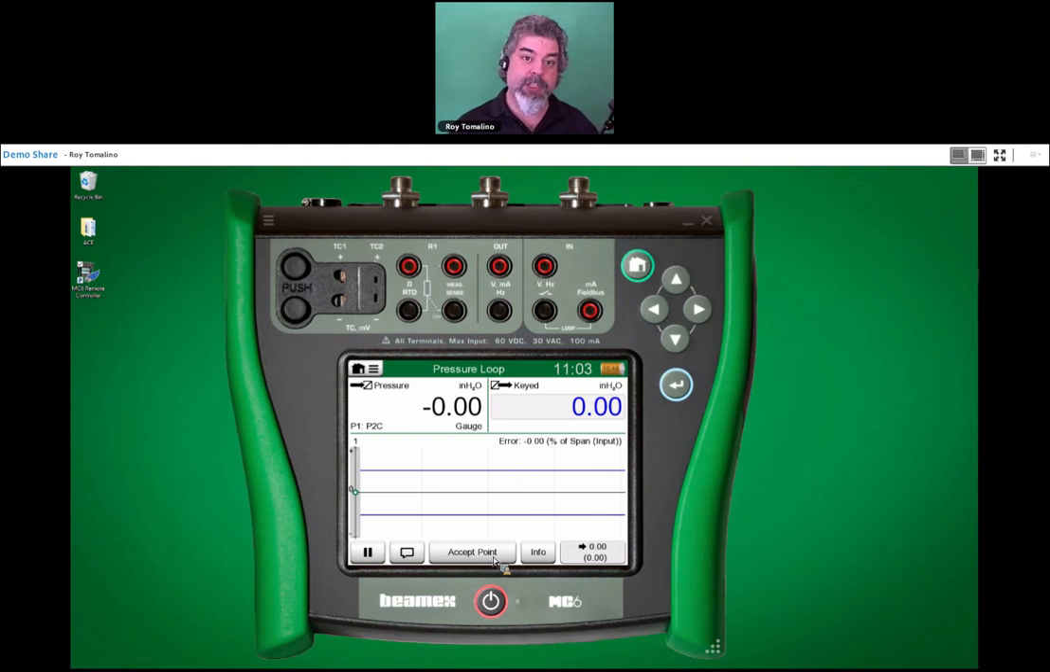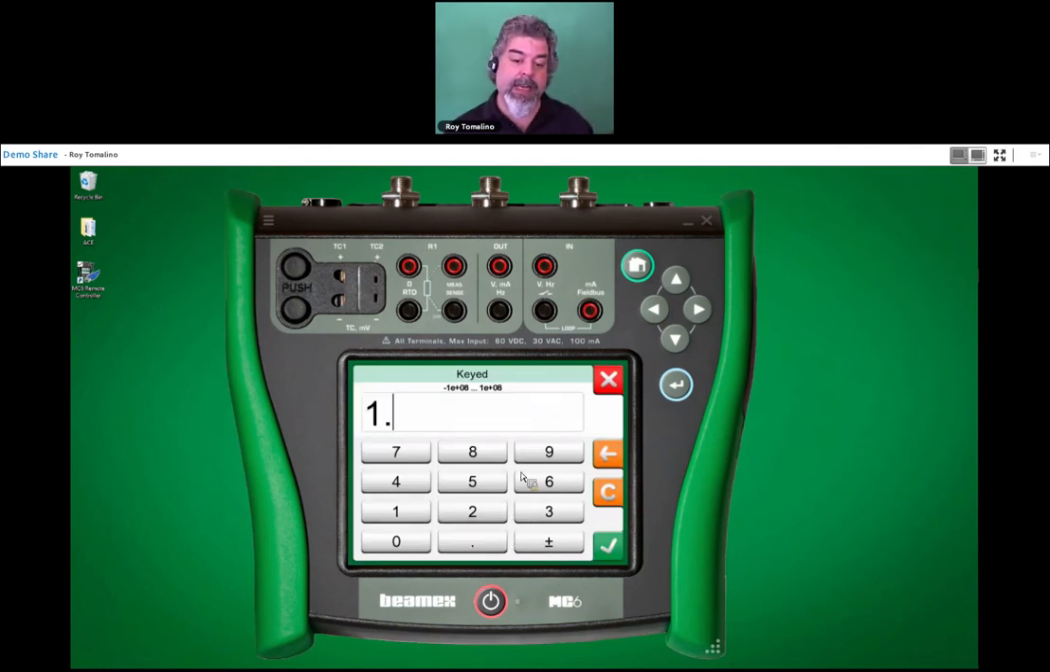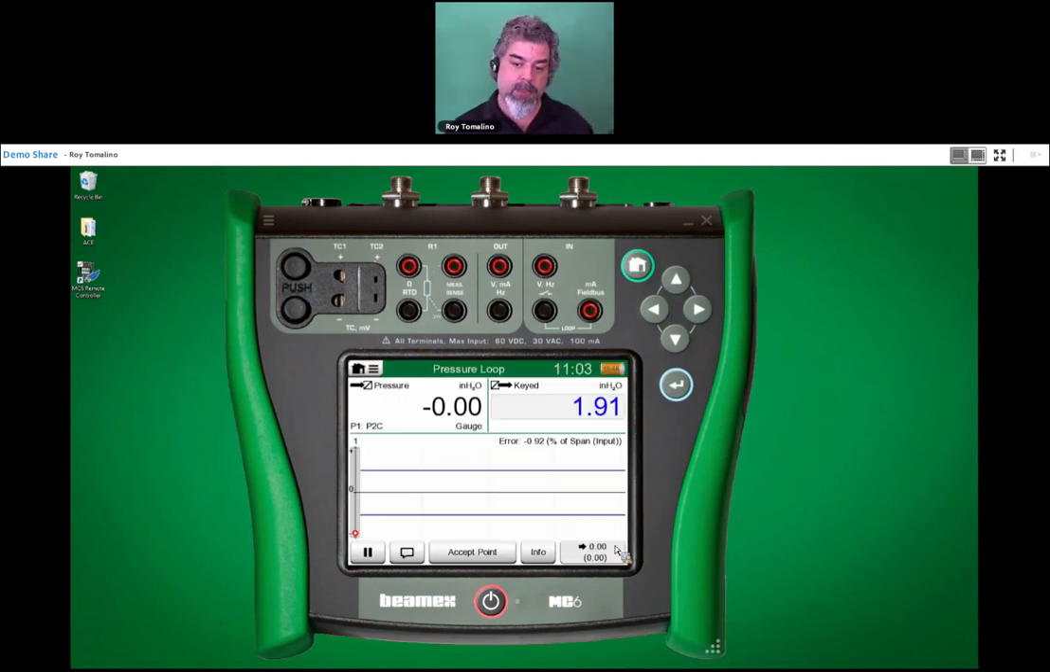I've got 0 pressure in. Let me check my DCS. 1.91. So my DCS is recording 1.91 inches of water. Let me accept this point. The bottom right is telling me where to go next.